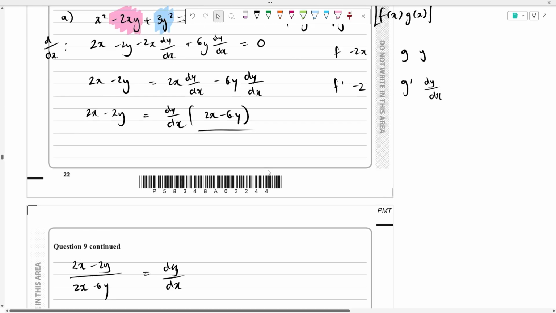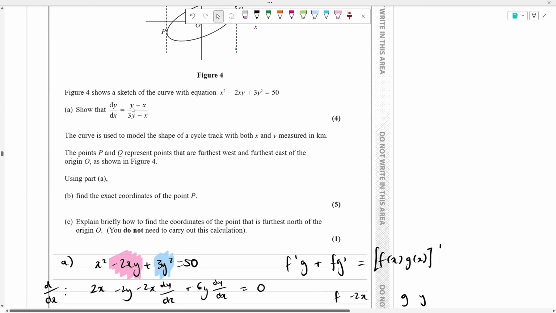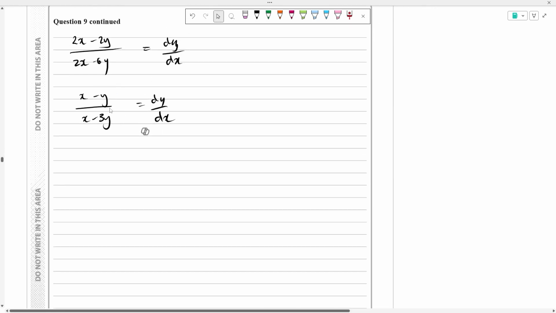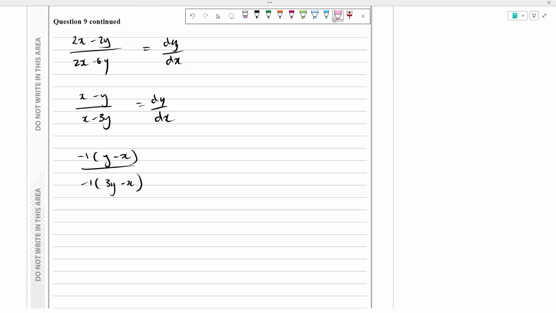Now in the original question, you see this is y minus x and 3y minus x. We've got it the other way around. But essentially, if we take out a factor of minus 1 on the numerator and the denominator, you can see it's the exact same thing. Minus 1 divided by minus 1 is just 1. So we can write it the same way. And this is equal to dy by dx.